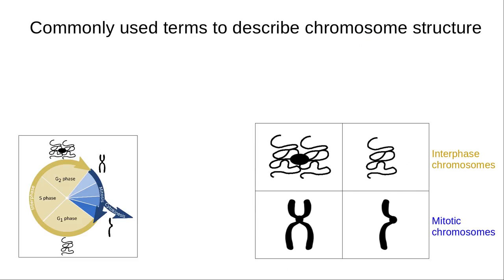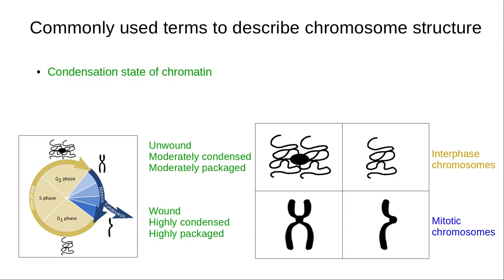Here's another way to summarize how chromosomes look during the cell cycle. First, you can describe how condensed the chromatin is. In interphase, if we look across the first row of the table, chromosomes are unwound. Other ways you may see this described is as moderately condensed, moderately packaged, or moderately compacted. These terms are synonymous. In mitosis, which is the bottom row of the table, when we describe chromosomes, you often hear them described as being tightly wound or highly condensed or packaged.